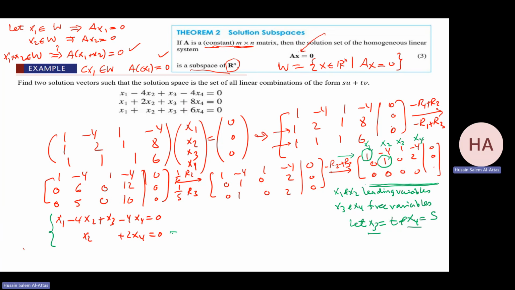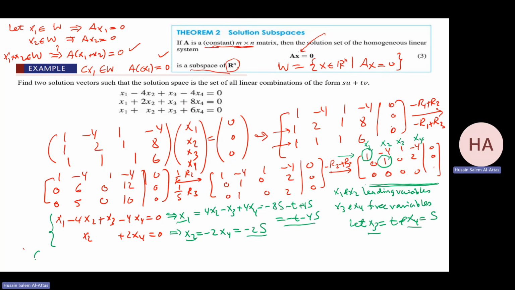It's very clear. I have x2 is minus 2x4, which is minus 2s, since s is x4. And from here, I have x1 is what? 4x2 minus x3 plus 4x4. Now I put s and t. I have x2 is minus 2s, so that will be minus 8s. x3 is t. This is 4s. So the answer is minus t minus 4s. So this will be x1. And this will be x2.